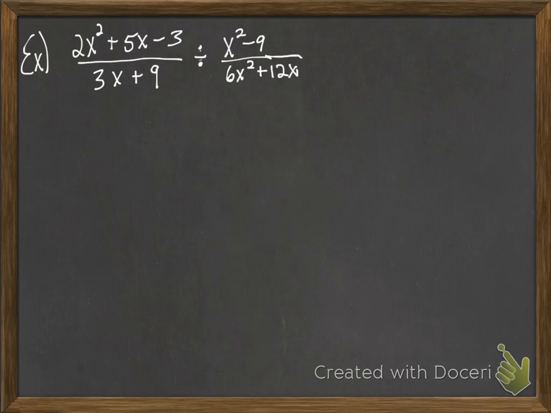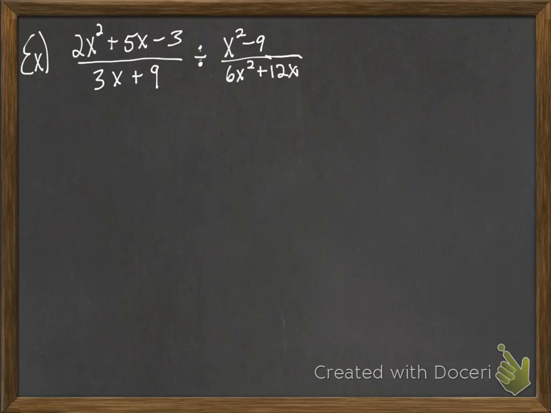Okay, in this problem we have a division problem. We're dividing 2x squared plus 5x minus 3 over 3x plus 9 by x squared minus 9 over 6x squared plus 12x. Well, the first step in any division problem is to rewrite it as a multiplication problem. So I'm going to do that very quickly.